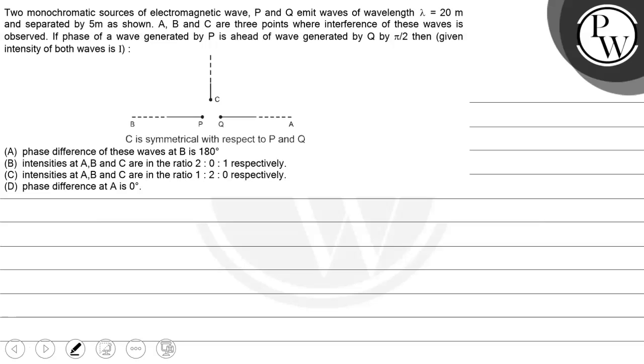The question says that two monochromatic sources of electromagnetic wave P and Q emit waves of wavelength lambda equal to 20 meter and are separated by 5 meter as shown. A, B and C are 3 points where interference of these waves is observed. If the phase of the wave generated by P is ahead of the wave generated by Q by pi by 2, and given the intensity of both waves is I, we have to determine which of the given options is correct.